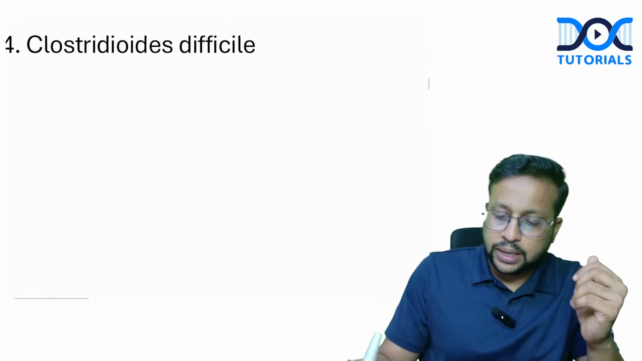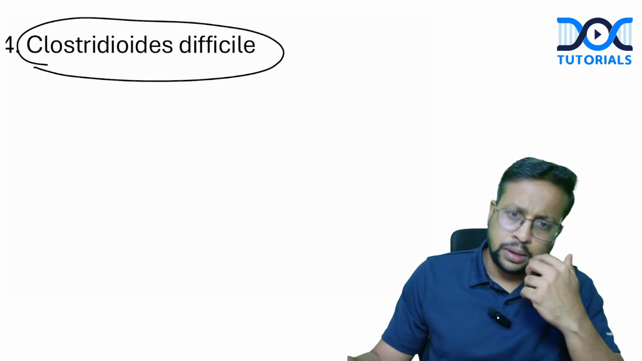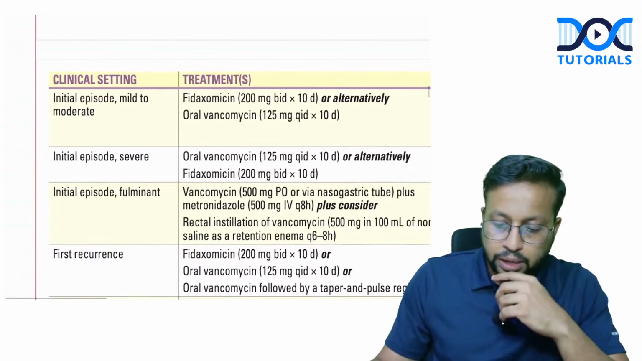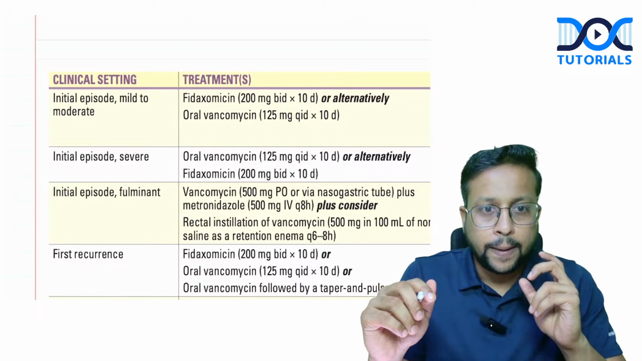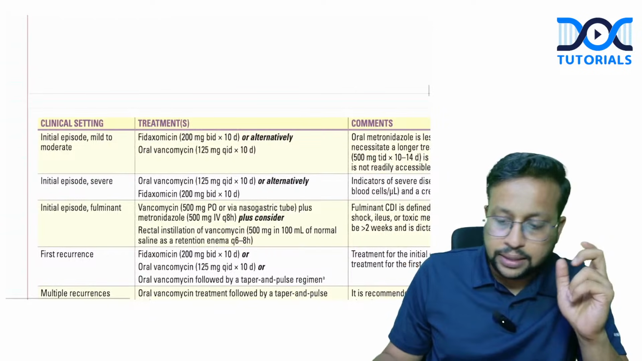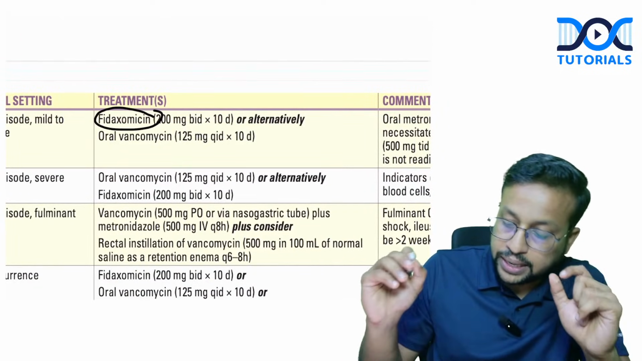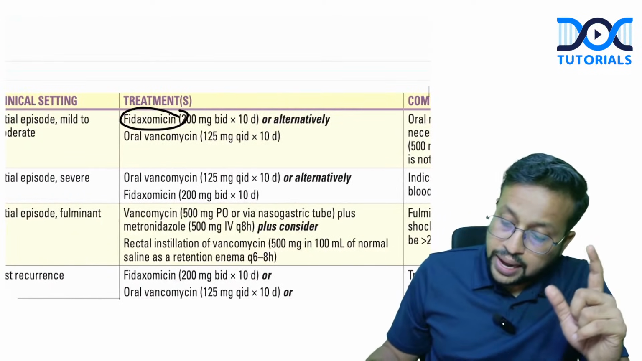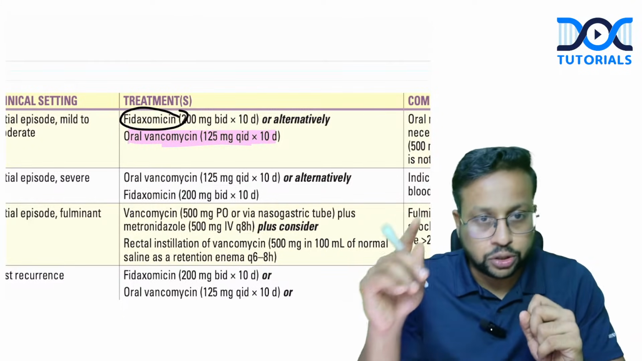Next important topic is Clostridioides difficile, which is very important. There has been a major change which has occurred in Clostridioides difficile. If you look at the treatment of choice for the initial episode of mild to moderate Clostridioides difficile, you can see that the treatment option now is mentioned as fidaxomicin first. So this is mild to moderate. Again, you can use oral vancomycin as an alternative.